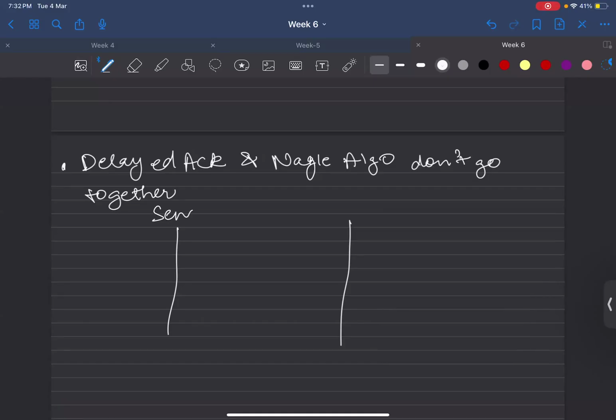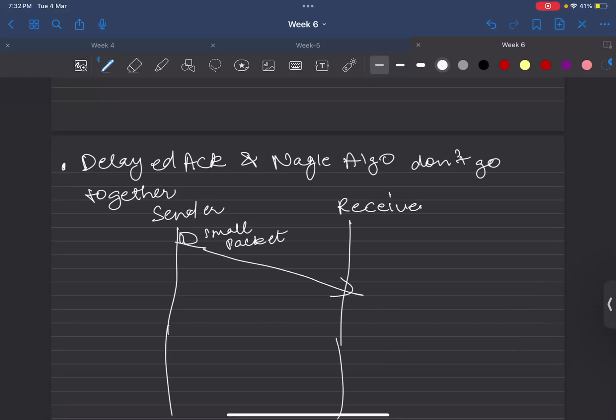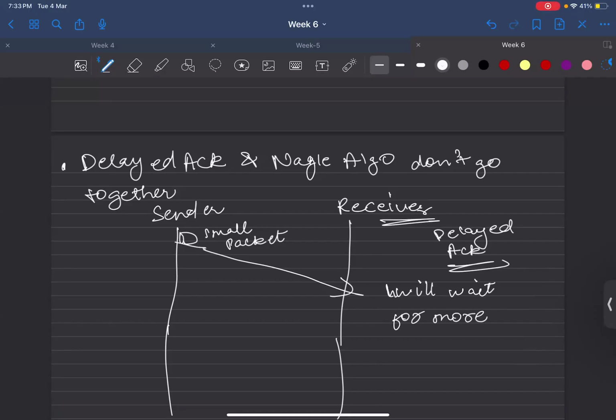So starvation is happening. As he has explained very well, there is a possibility of starvation. The sender will send only a small packet in Nagle's algorithm. What does Nagle's algorithm say? I'll send a small packet, and whenever the acknowledgement is received, until that time more packets will be accumulated, then I'll send. Now the receiver, according to delayed acknowledgement, is thinking, I'll wait for more packets, then we'll send the acknowledgement.